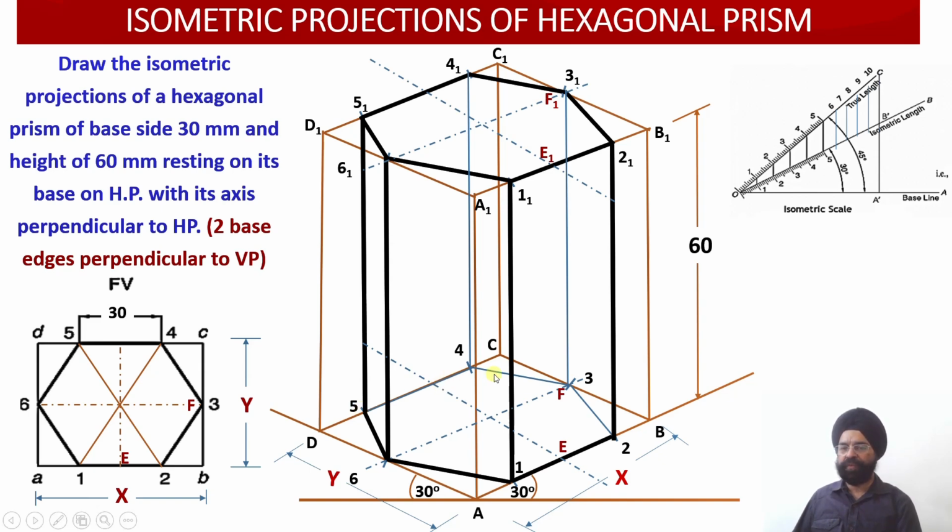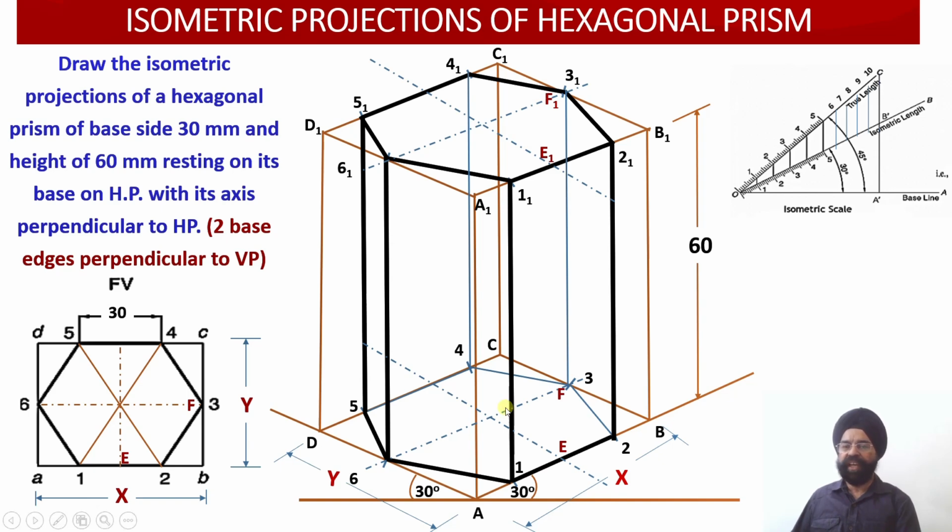So the 3 edges of the base and 2 vertical edges are not visible to the observer. So these will be drawn light using the construction line, so that we can have the real feel of the complete hexagonal prism, and we ensure that all the edges of the prism have been appropriately joined with each other.